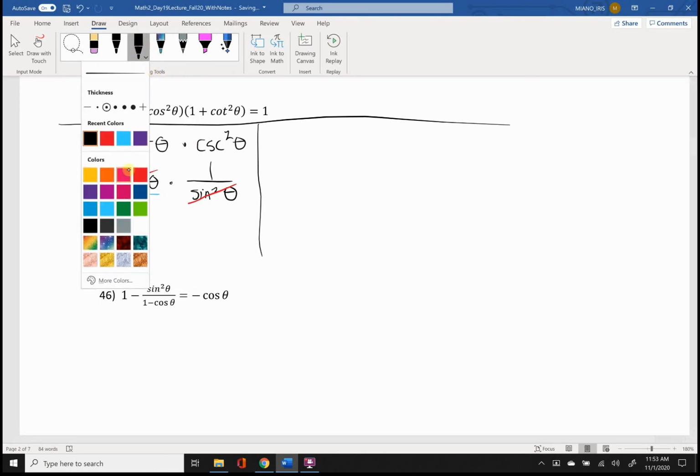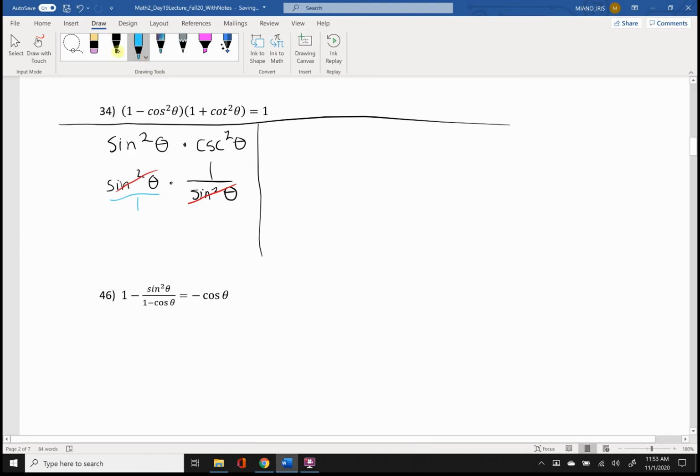I have my own black marker here. So that's just a big fat 1, which is what we had on the left-hand side. So the identity has been established there. Bing, bang, boom. Some of these can be quite fast.